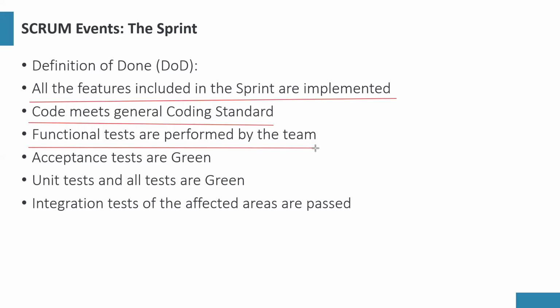So let's say someone built a login feature, and then we test and we see that logging in is giving errors. Then the functional test tells us that that feature is not working. User acceptance test agreed. Unit test and all tests agreed. And integration tests of affected areas are passed. So that's your definition of done.